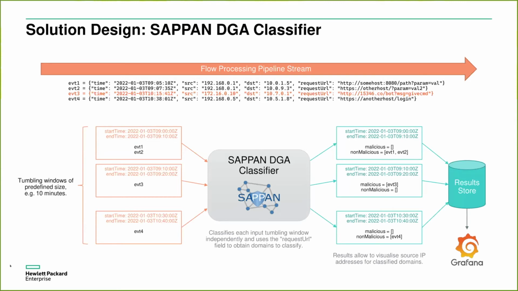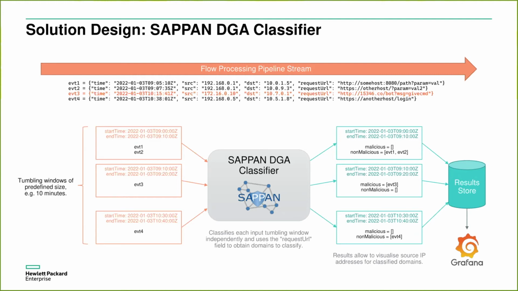Okay. Hello. Can you hear me, right? Yes. Yes. Okay. Okay, so yeah, in HPE, we wanted to implement what Arthur has been describing, the DGA classifier from SAPPAN. And the idea was that we needed to design the solution to integrate seamlessly with our existing infrastructure and platform to prove that it's real world applicability, right?